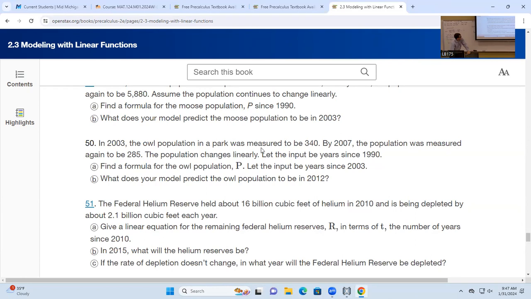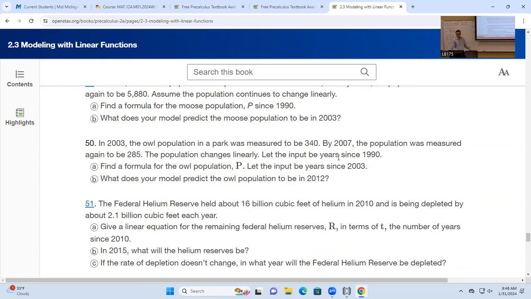This is about owl population. Notice that it says let the input be years since 1990. All right, that means a t of 0 is 1990. So what would 2013 mean in terms of a t? 13, right? 2003 would be a 13. And 2007 would be a 17 in that scenario, okay?